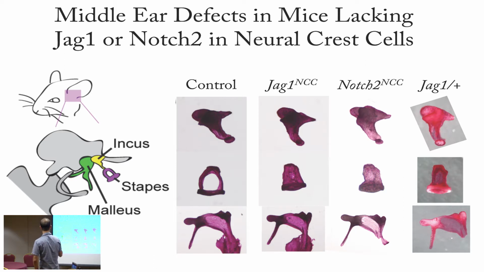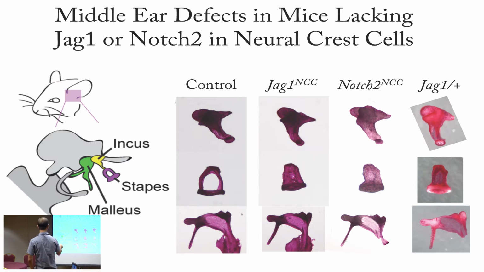Interestingly, we remember that Notch 2 also, and in rare cases, can lead to Alagille syndrome. So we also separately remove Notch 2 from these same neural crest cells. We get the same exact defect, where the stapes is very thin and filled in here. And then we actually looked at something that's probably a more accurate Alagille syndrome model. So we looked at mice that lack only one copy of Jaglb1, just like in humans. And interestingly, we see the same stapes defect that we see when we get rid of both copies of Jaglb1 or Notch 2 in these neural crest cells.